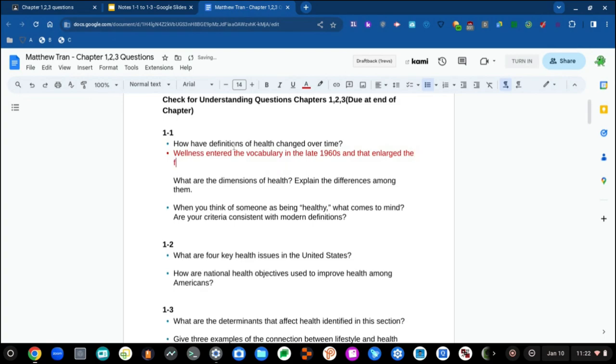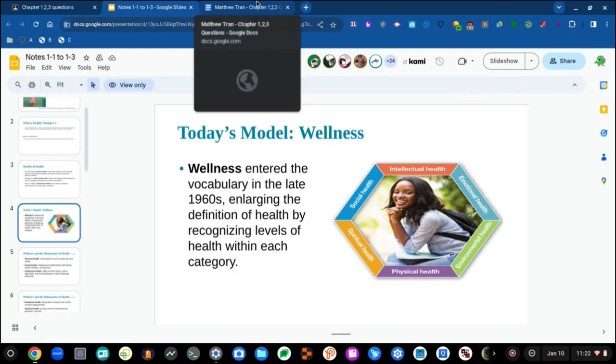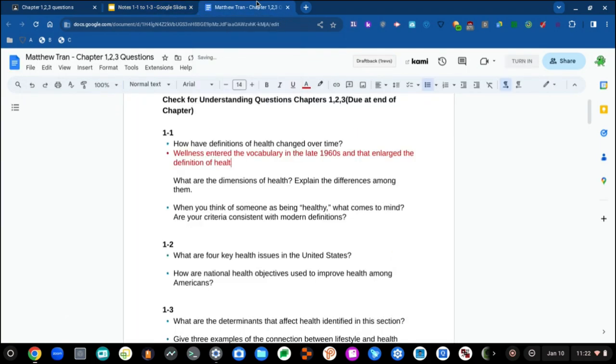Spiritual health is a sense of meaning and purpose in your life. Some people might think that's religious. It's not. It's just having a higher sense of purpose or meaning. So something bigger than yourself.